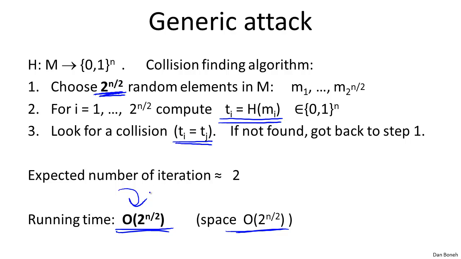This says that if your hash function outputs n-bit outputs, there will always be an attack algorithm that runs in time 2 to the n over 2. So for example, if we output 128-bit outputs, then a collision could be found in time 2 to the 64, which is not considered sufficiently secure. Okay, so this is why collision-resistant hash functions generally are not going to output 128 bits.